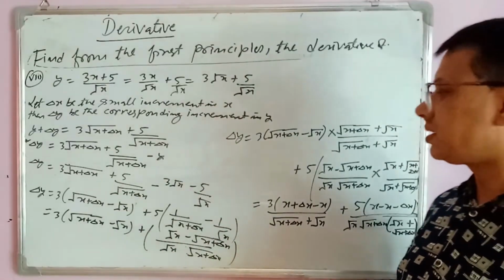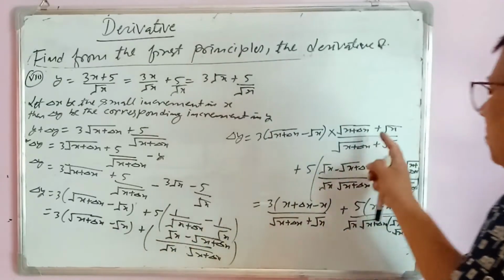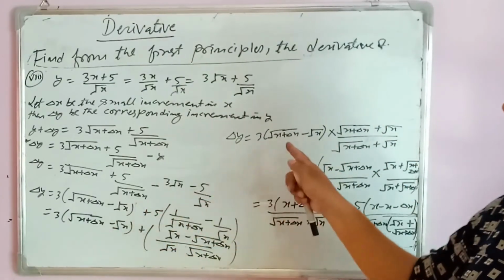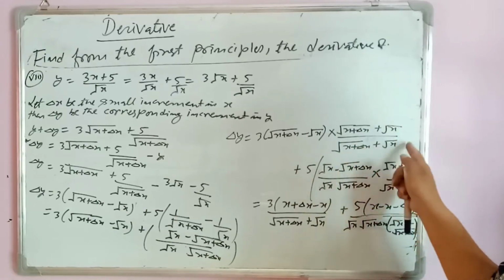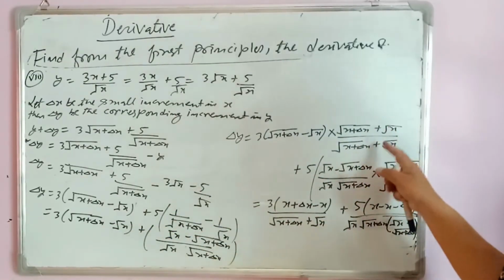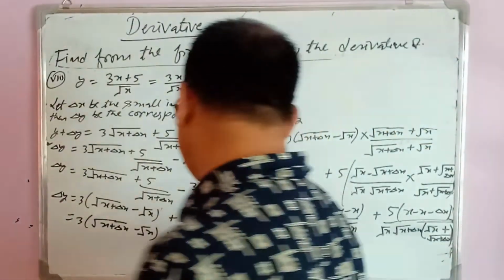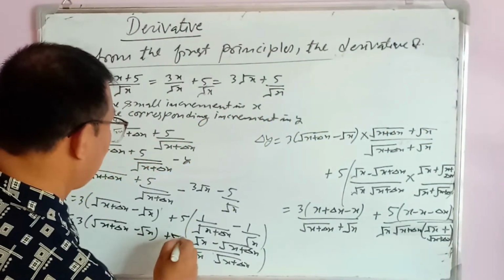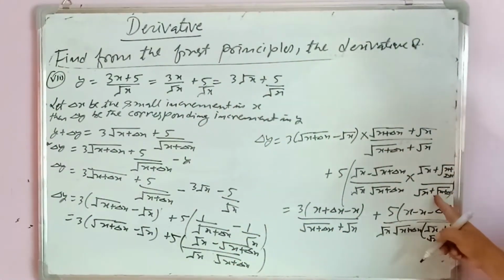Now we have to rationalize, delta y equal to this, here minus, so we should multiply by plus. Root x plus delta x minus root x into root x plus delta x plus root x by root x plus delta x plus root x. Minus, plus, up and down multiply. Here also we have to rationalize, this 5 as it is. Here also minus, so we should multiply by plus.